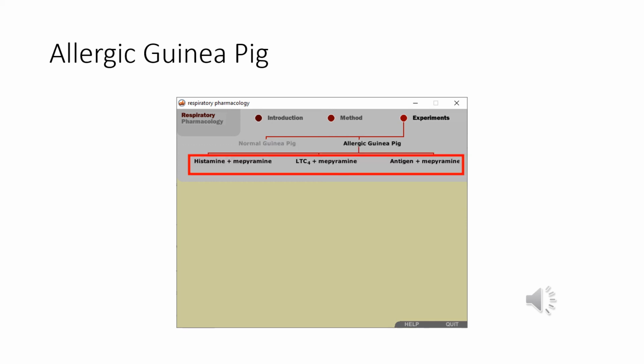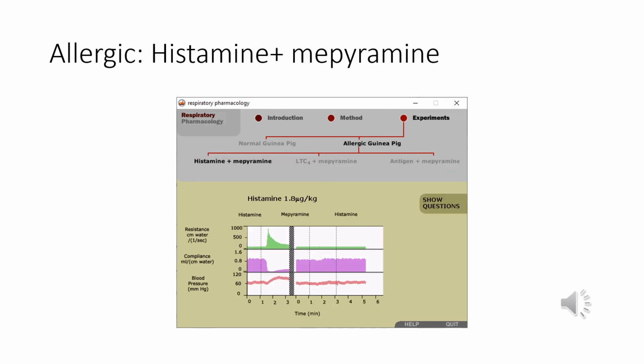In this study, the allergic guinea pigs were subjected to histamine plus meperamine, LTC4 plus meperamine and antigen plus meperamine. For the histamine plus meperamine group, administration of histamine alone causes the lung resistance and blood pressure to increase, whereas lung compliance drops significantly. However, the effects of histamine were not observed with pre-administration of meperamine.